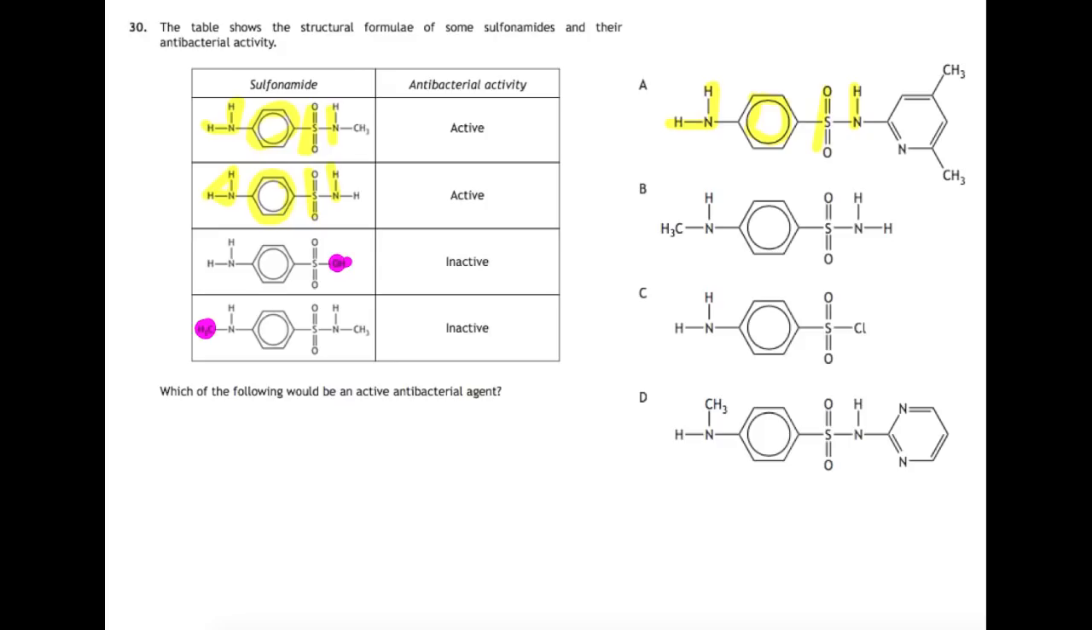This one here has that CH3 group, which seems to make that one inactive, so this one is probably not going to be right. This one here has the NH2 and it has the ring and it has the SO2, but it's missing the NH at this end. And this one, like B, has the CH3 group here, so this one is also inactive. So our answer is A.